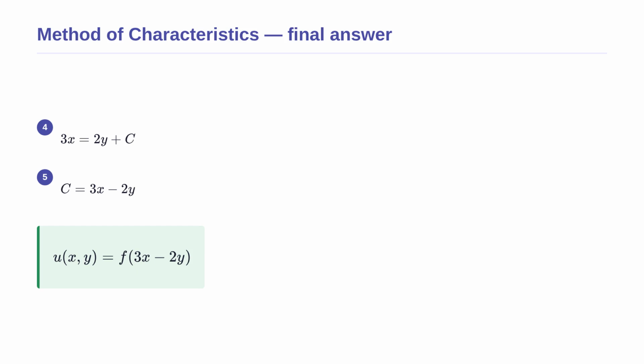Continuing from our integration, we get 3x equals 2y plus an arbitrary constant c. We can rearrange this equation to isolate the constant c on one side, giving us c equals 3x minus 2y. This constant represents a specific characteristic line in the plane. The theory states that the solution u must be constant along these curves as well. Therefore, the unknown function can be any arbitrary function of this constant expression. This gives us our final answer, meaning the value of the function only depends on which characteristic line you are standing on.